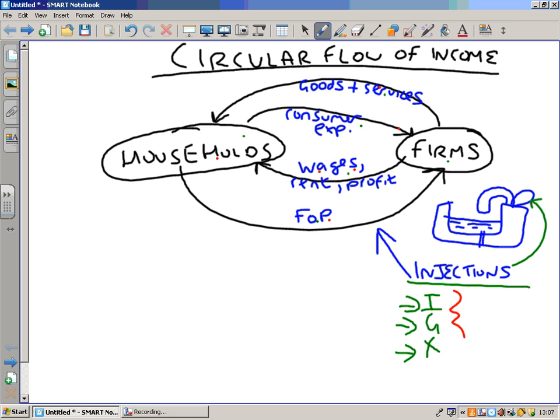What we can see then is that these injections are a circular thing. Every time we go around the circular flow, we're adding more and more money. This is what we call a positive multiplier effect. This is where the original injection into the economy results in a larger growth in the economy than the original injection.